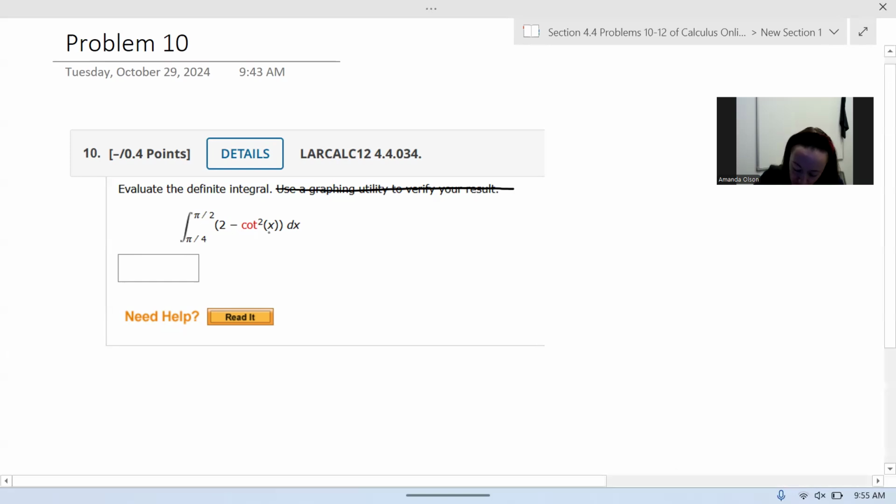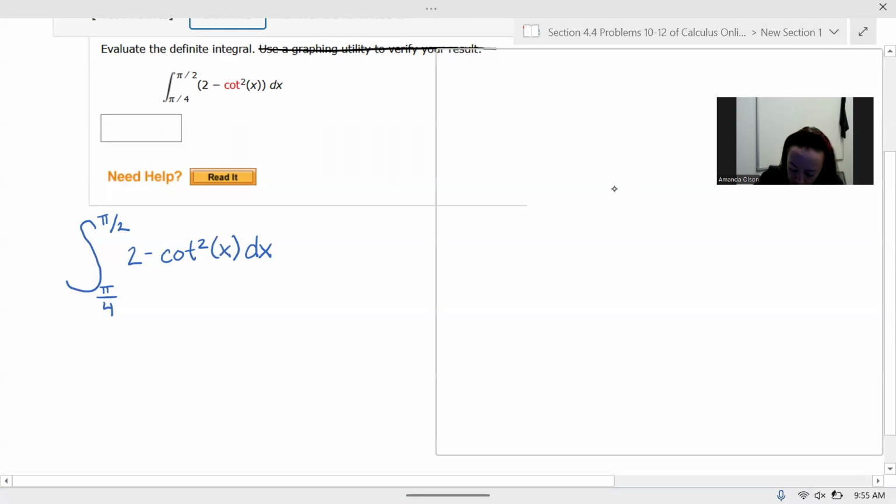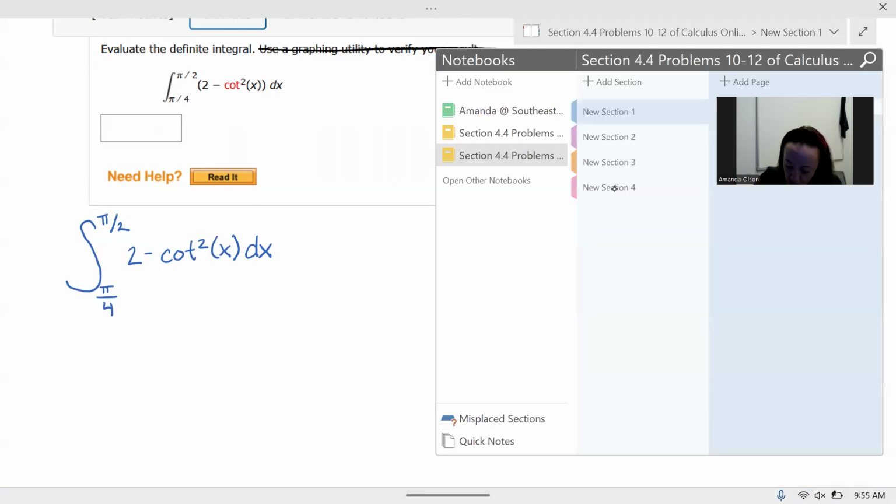Okay, so first of all, there's two ways you can evaluate definite integrals. One of them is that you can substitute the bounds in right away, or you can substitute the bounds in later on. So we have these two bounds, a lower bound of pi over 4 and an upper bound of pi over 2. Our variable is with respect to x, dx. And so I'm just going to look at the table of trig functions. So we have a 2 minus cotangent squared x.